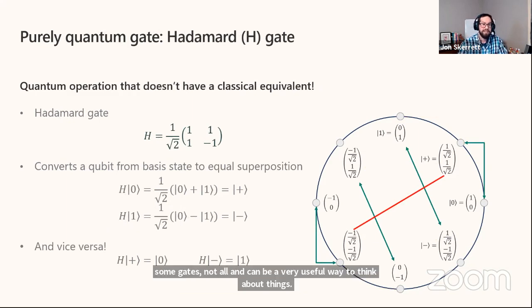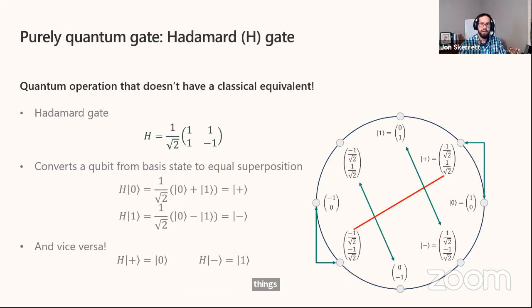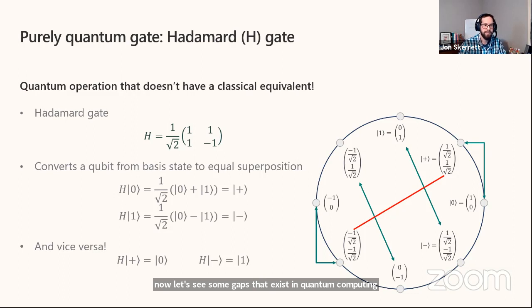Now let's see some gates that exist in quantum computing, but do not exist in classical computing. If we didn't have anything like this and we were limited to just a subset of classical operations, then it wouldn't be very interesting. You couldn't really do very much with quantum computation.